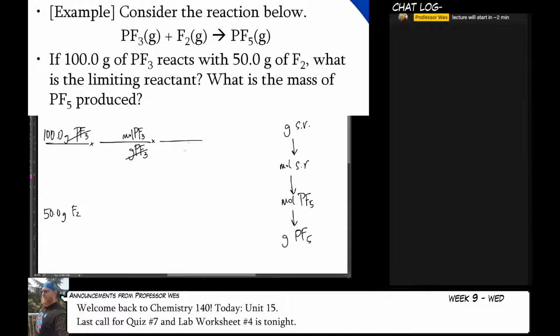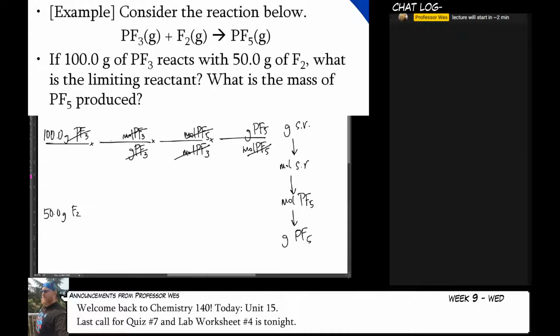So we'll turn grams into moles, moles of my starting amount into moles of the target amount, PF5. Moles of PF5 turns into grams of PF5. And then we do the numbers. PF3.